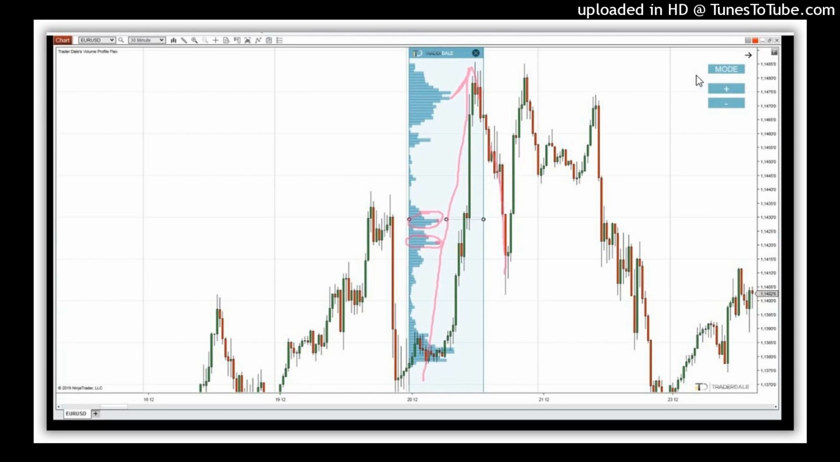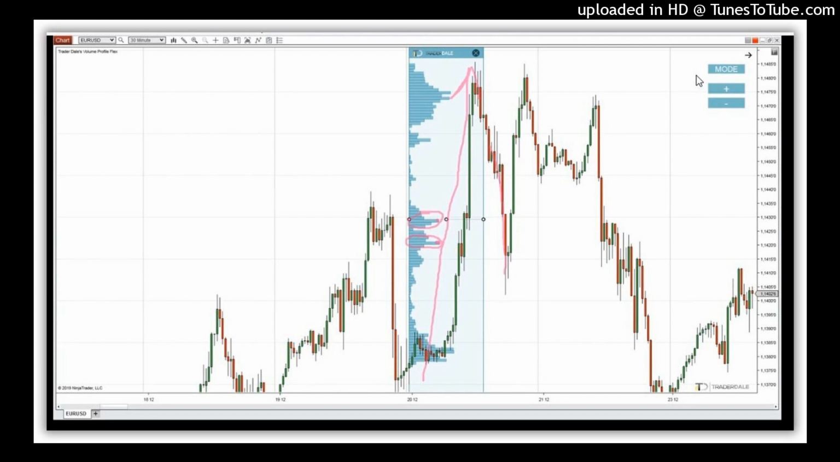And the reaction to the last level, now this is already nice. So all those levels would be winners. All those significant volume clusters.